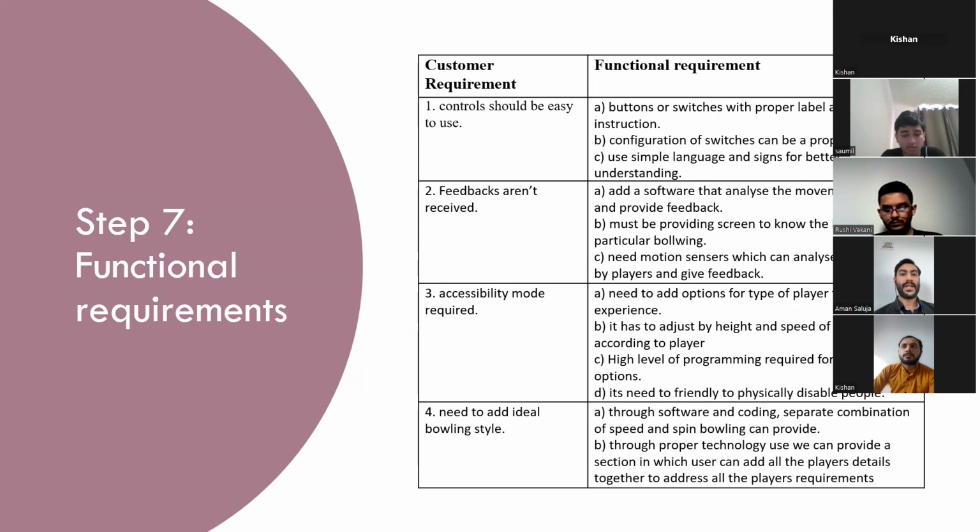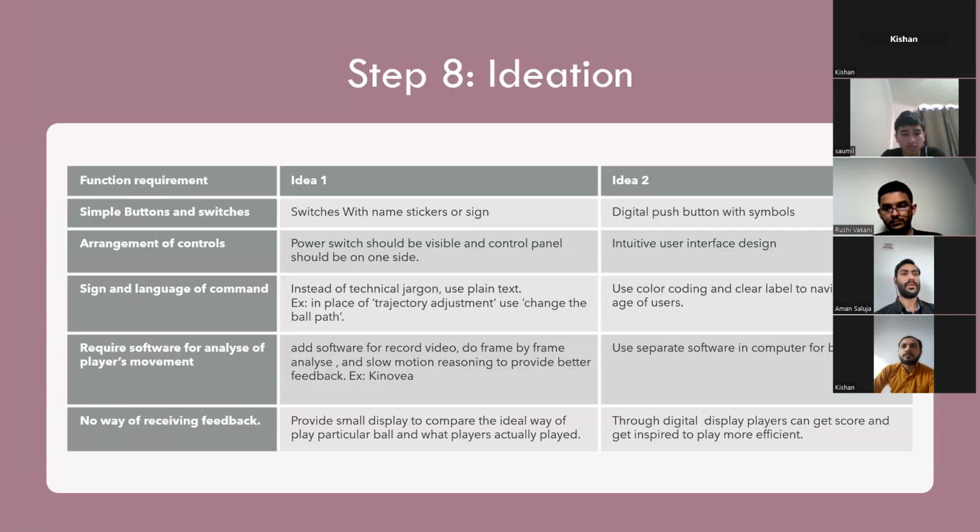So the next step comes as ideas. Here we are going to brainstorm ideas depending on the functional requirements that we came up with in the previous step. As we discussed, the buttons and switches should be simple. They should not be too complicated for any age group to use. So the ideas are that we can use switches or digital push buttons with symbols below them so that anyone can easily recognize them.